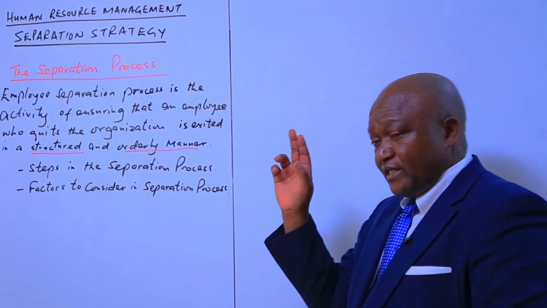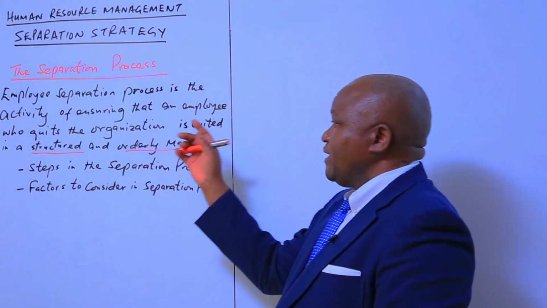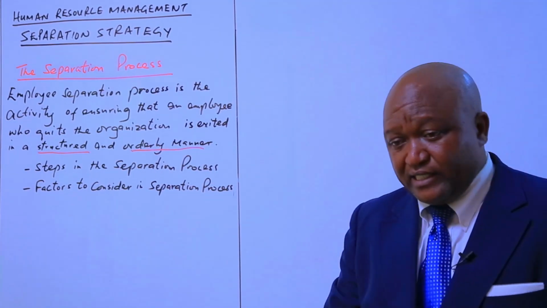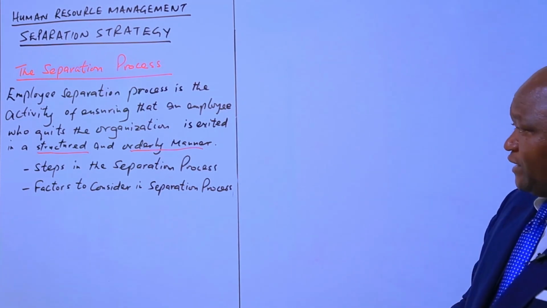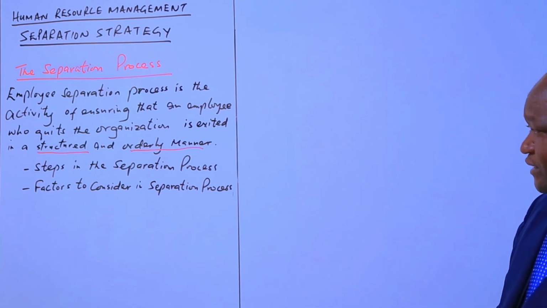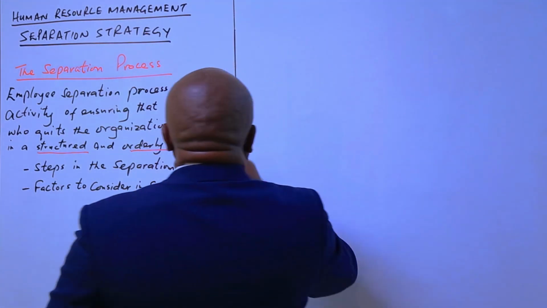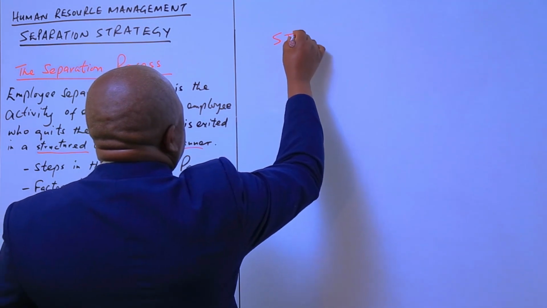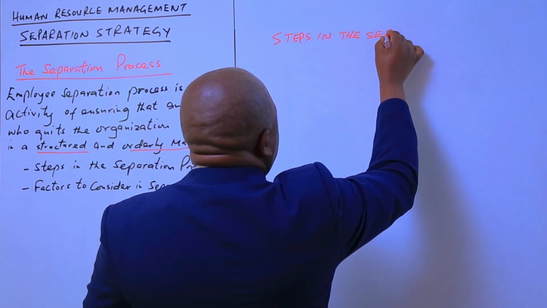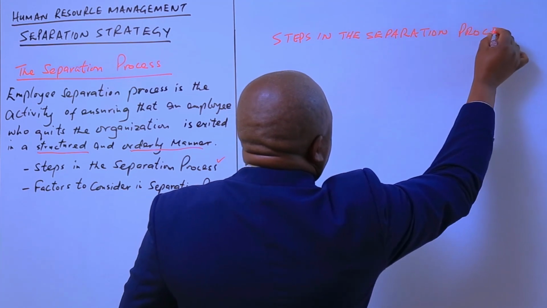So we are saying that employee separation is the activity or the process of ensuring that an employee who quits an organization is exited from that particular organization in a structured and orderly manner. And we are going to look at two aspects of the separation process, and we are going to start with the steps in the separation process.